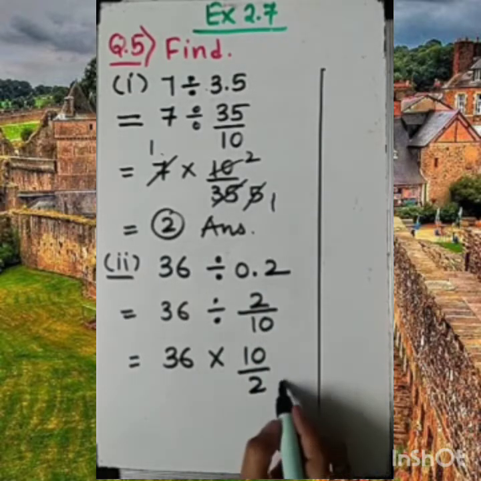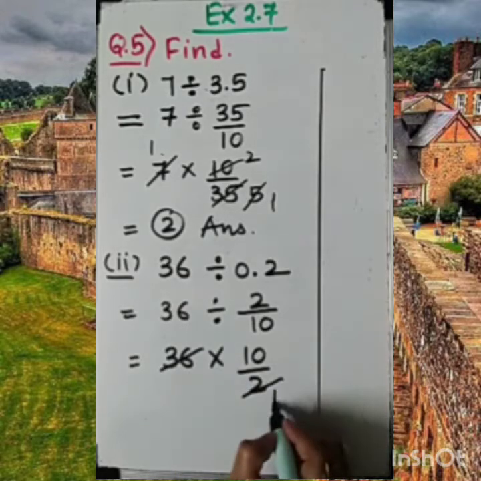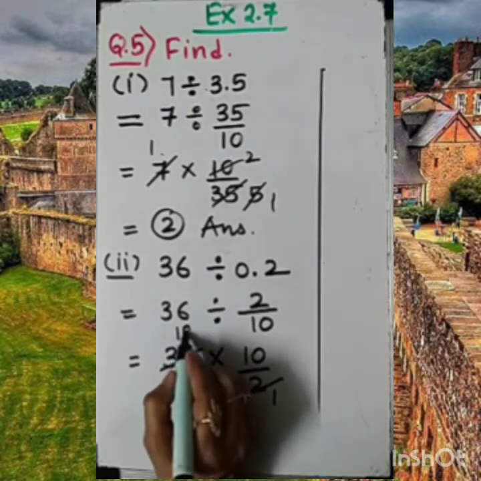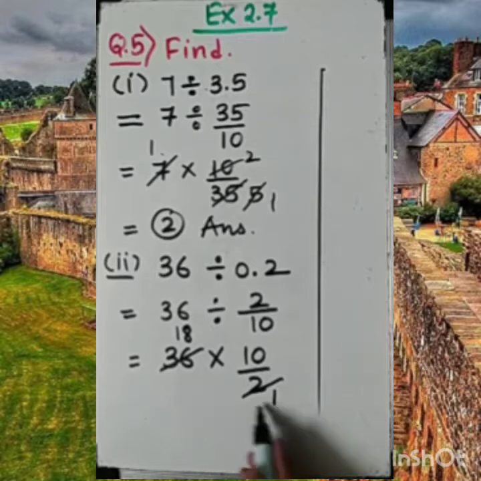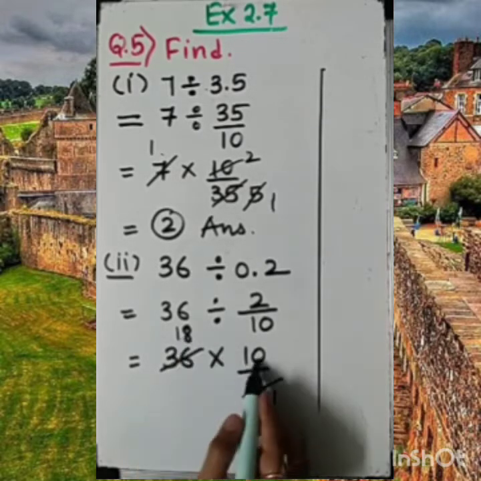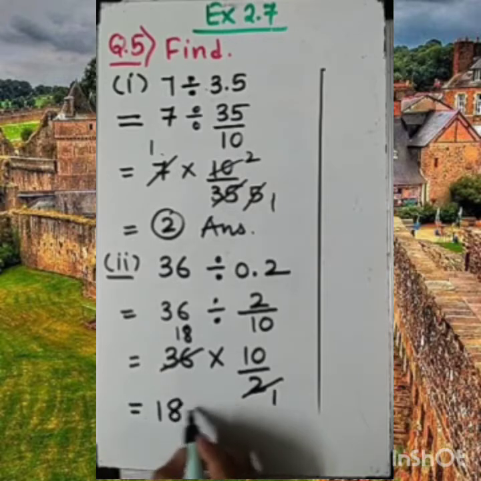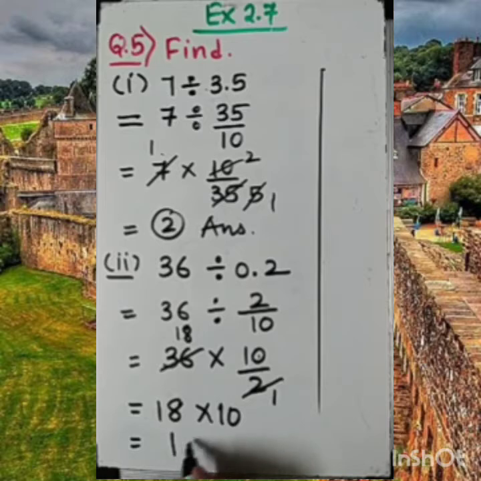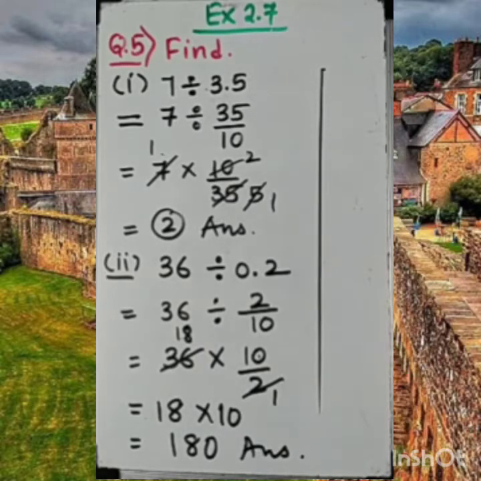Very easy to simplify. 2 1s are 2, 2 18s are 36. Sorry, 18 2s are 36. So what is left in the numerator? 18 and this 10. So let's multiply. 18 with 10 gives the result 180, which is quite easy.